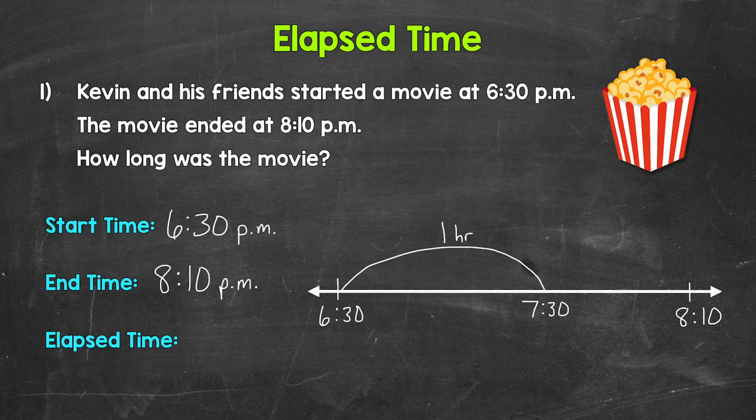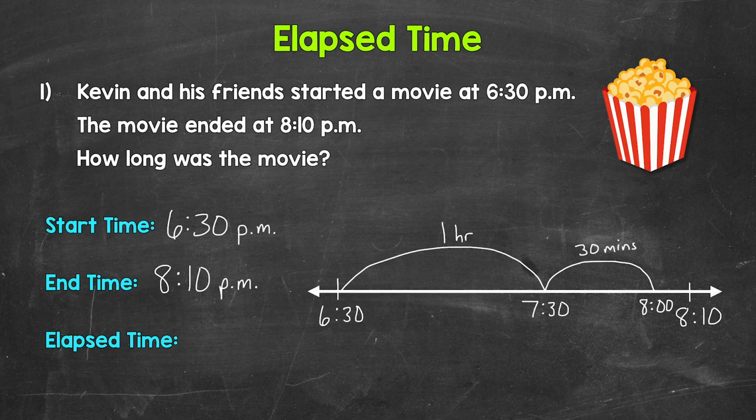Now from 7:30, we need to work to 8:10. Can we make another hour jump? Well, a 1 hour jump from 7:30 brings us to 8:30, which is past our end time. So an hour is too much. We need to use minutes now since we are less than an hour from our end time. Since we're at 7:30, let's use a 30-minute jump to bring us to 8 o'clock.